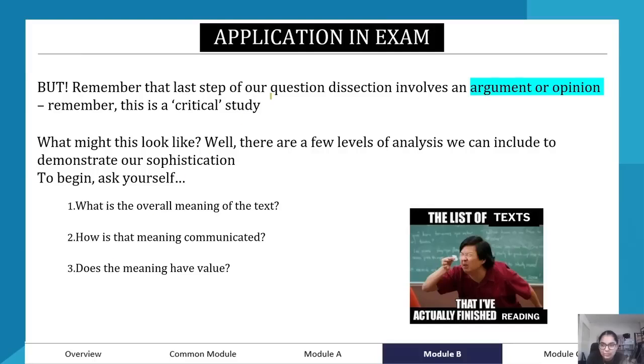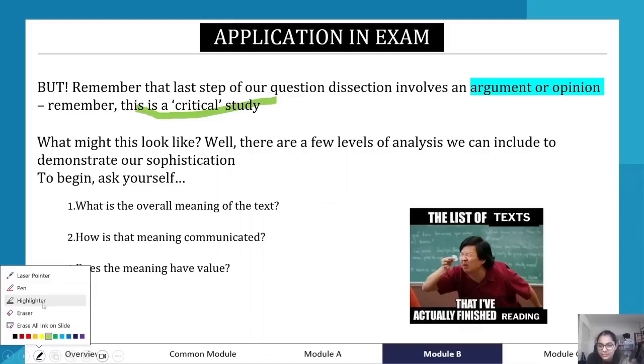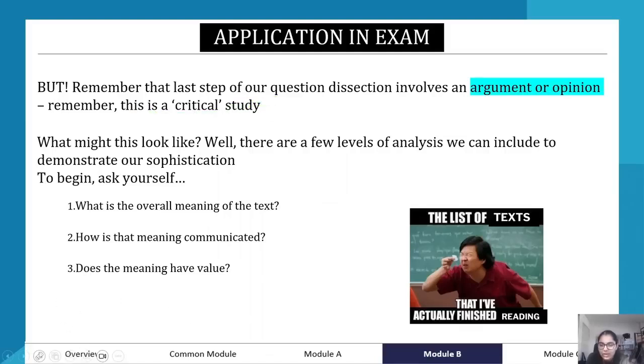So let's have a look. Now, remember, the last step of a question dissection involves an argument or an opinion, and that's the creative. Sorry about that. Let's get an eraser, shall we, and take that off, and let me have a go again. Okay, it's critical study, so good enough, I guess. There you go, straighten it out.